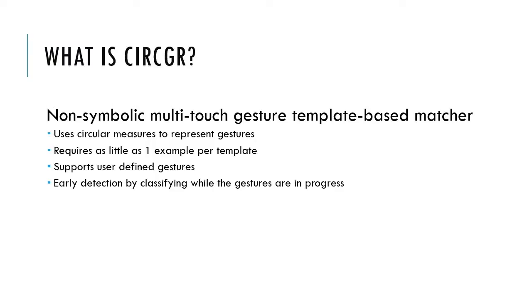So what is CircGR? CircGR is a non-symbolic multi-touch gesture template-based matcher. It uses circular measurements to represent gestures, requires as little as one example per template, supports user-defined gestures, and has early detection by classifying whether gestures are in progress.